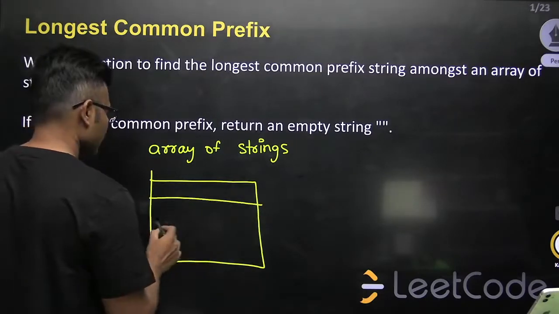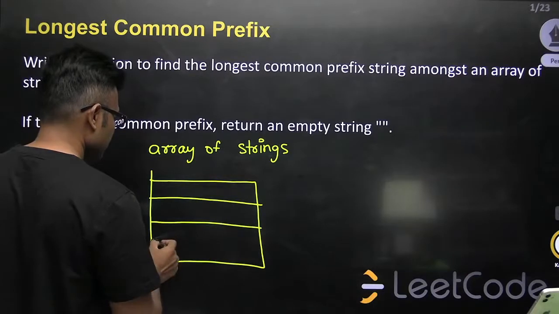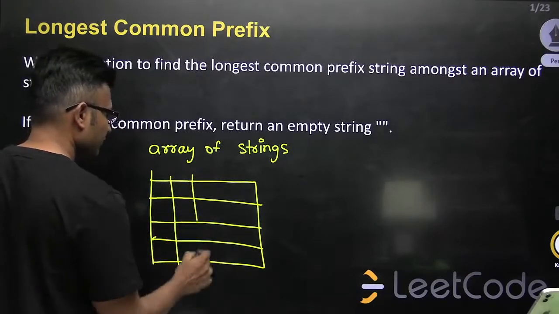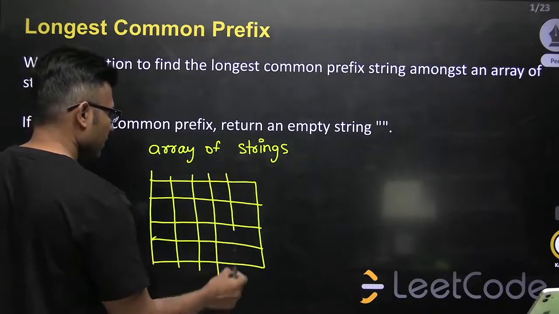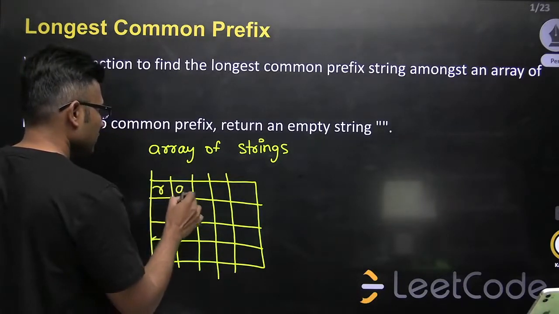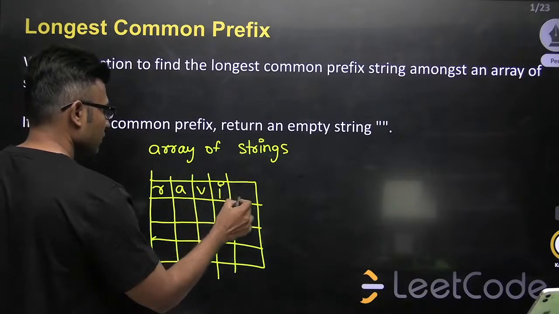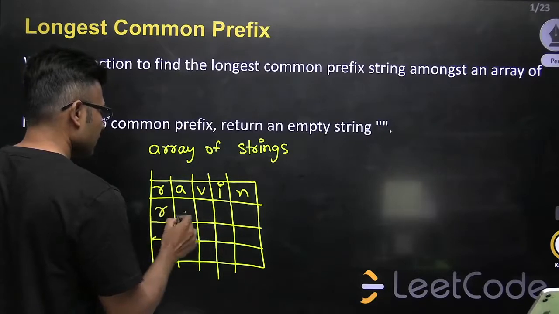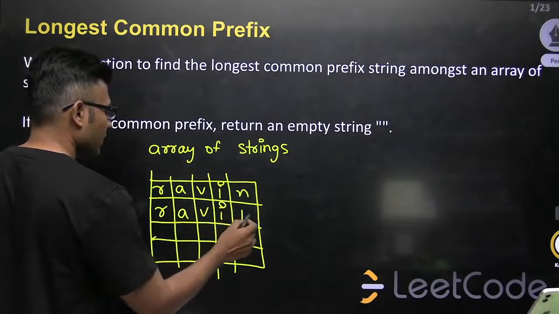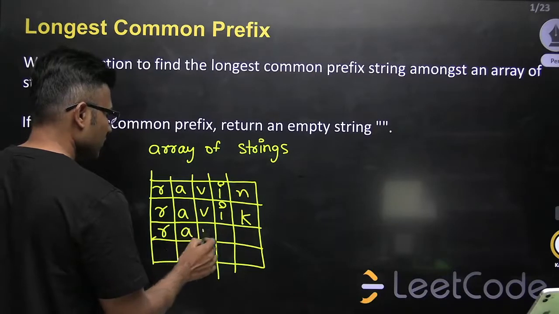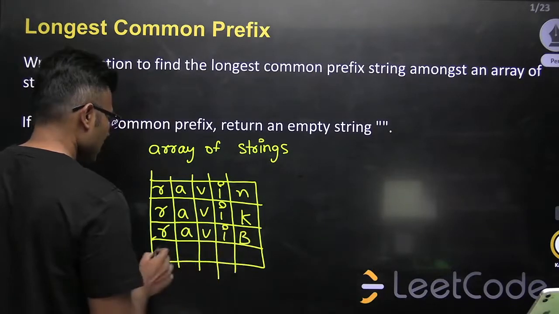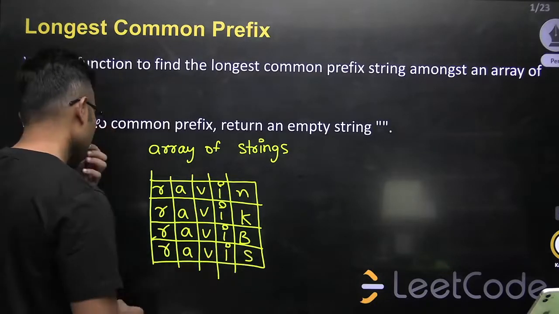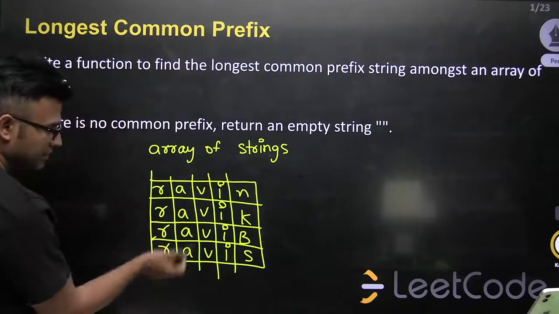So we have 4 strings. Let us say the array is like this. The first string is Ravindra, let us say Ravin. The second string is Ravi Kumar. The third string is Ravi Babu. And the fourth string is Ravi Shekhar, something like this. Now, what is the longest common substring in this?